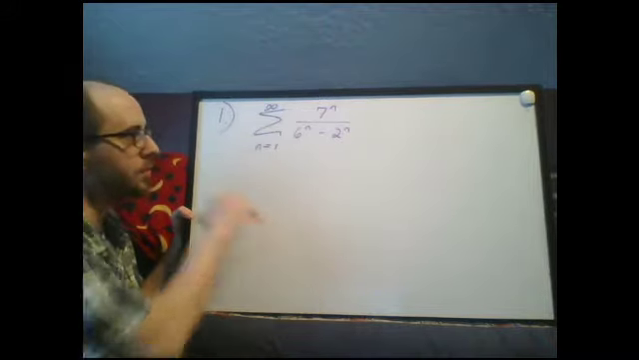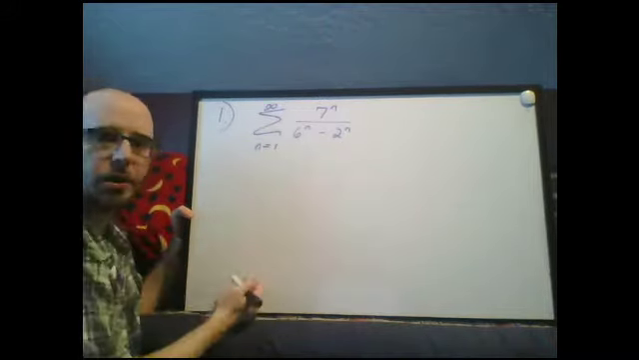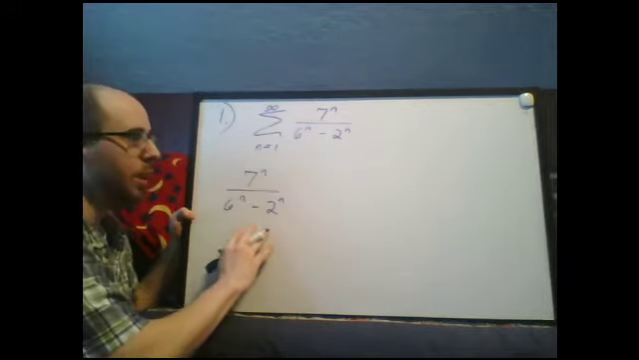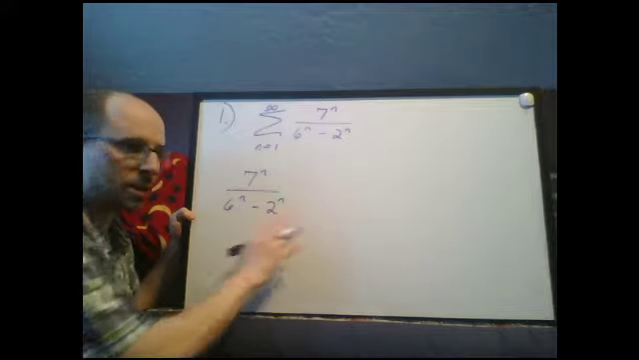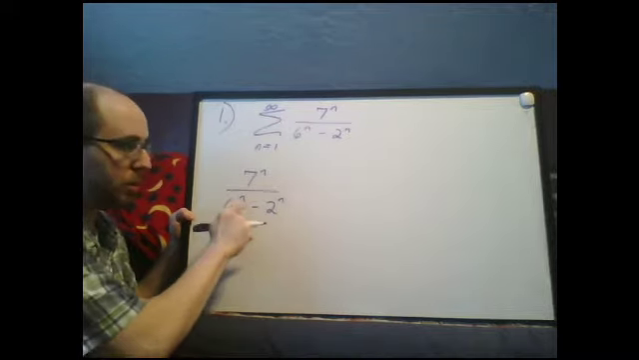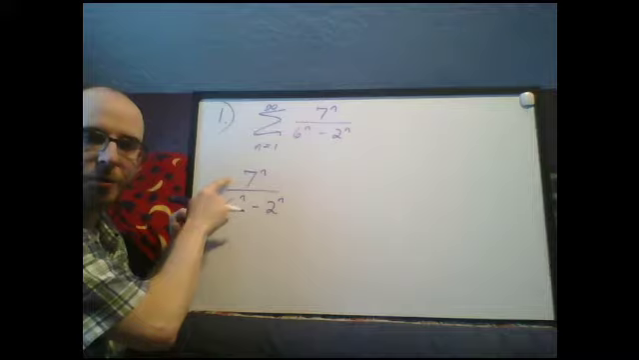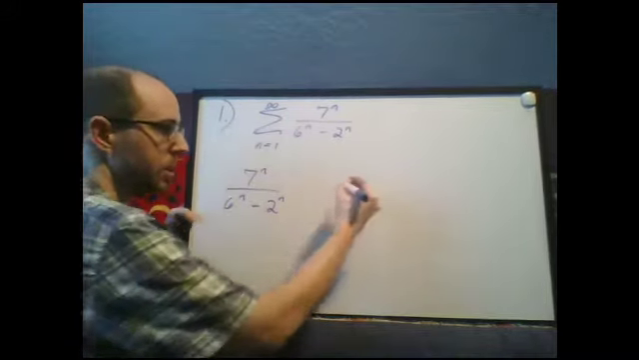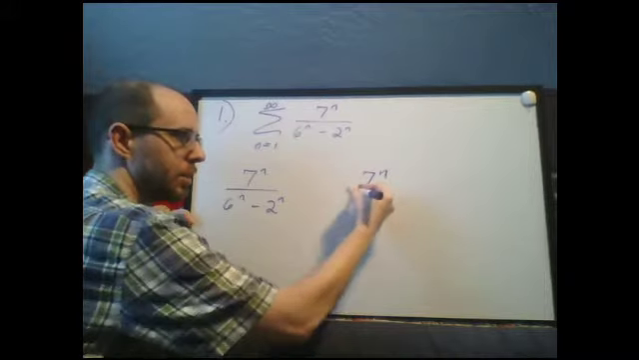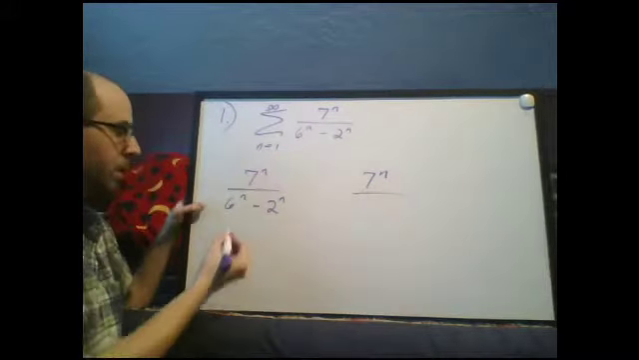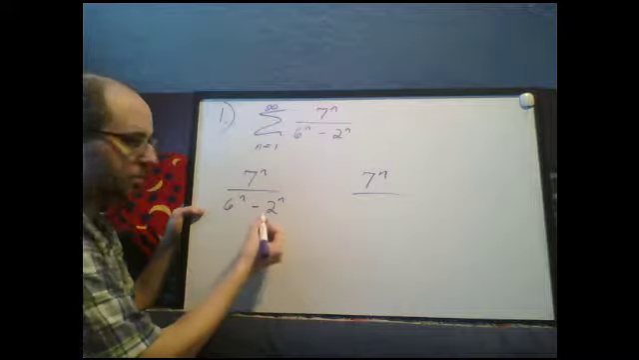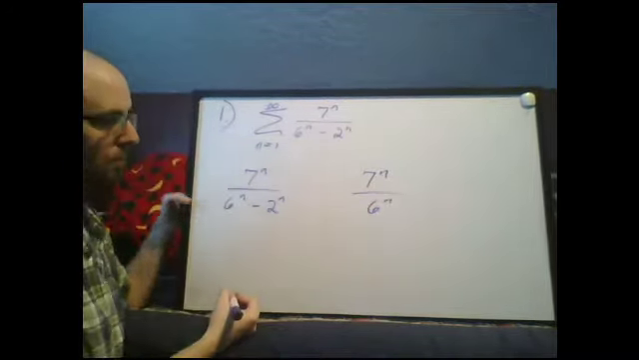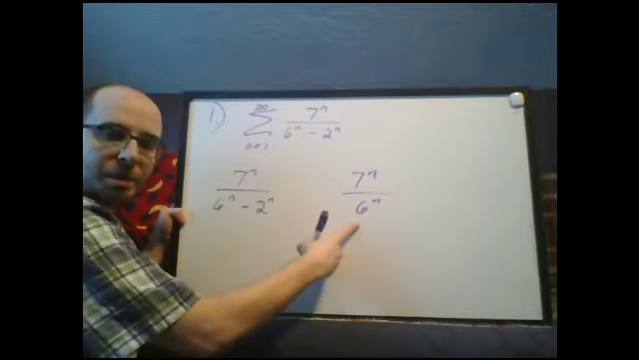So in that case, we look at our sequence, and what I want to do is find a simpler sequence to compare this to. I usually do it by picking out the most powerful term from the top and the most powerful term from the bottom and ignoring everything else. So the top is 7 to the n. Can't make that any more simple. Bottom, 6 to the n is bigger than 2 to the n, so I take that 6 to the n and ignore the 2 to the n. Okay, so now I have a simpler one.